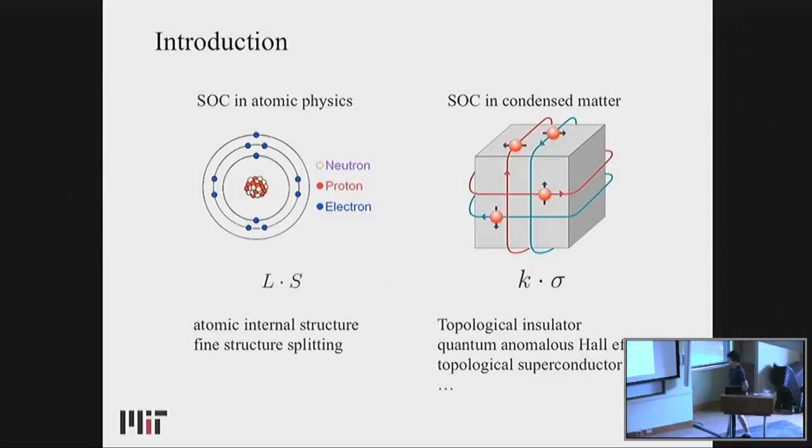Just a very general discussion on spin-orbit coupling. Spin-orbit coupling plays an important role in many different fields. In the internal structure of atoms, spin-orbit coupling contributes to the fine structure splitting and modifies the internal structure of the atoms. In condensed matter systems, it is even more interesting because it can give many new and exciting phases and phenomena, like topological insulators, quantum Hall and anomalous Hall effects, and topological superconductors. I won't go into details because I'm not in this field.